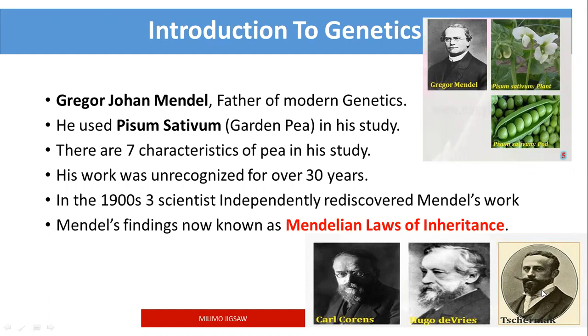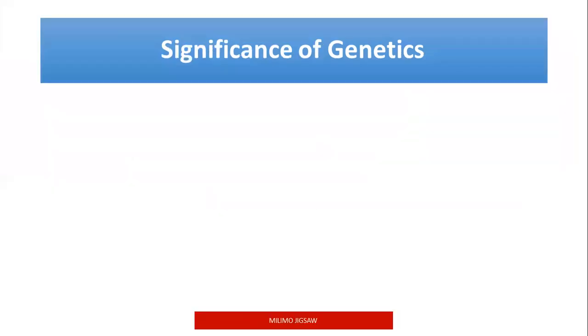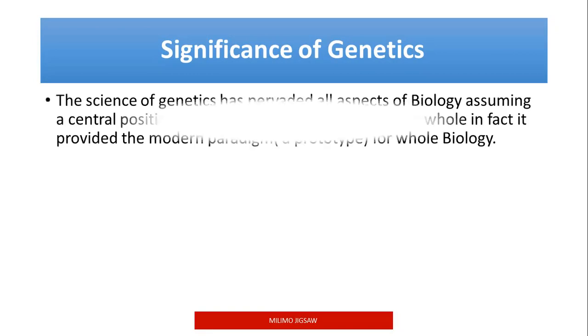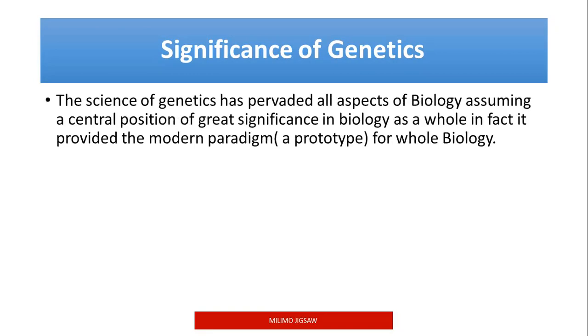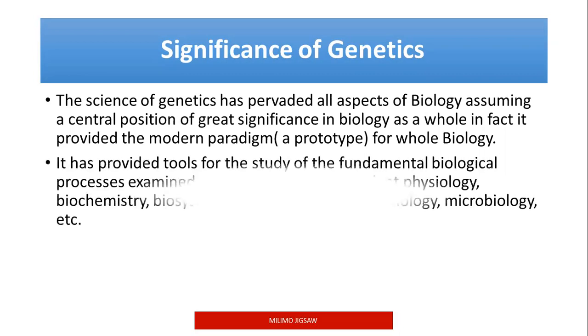These findings that Mendel made are known as the Mendelian laws of inheritance, and these are some of the things we're going to be looking at as we continue with our course in genetics. Genetics is very significant, and the works of Mendel and of genetics have contributed tremendously to the scientific world in various ways, and greatly to the branch of science.